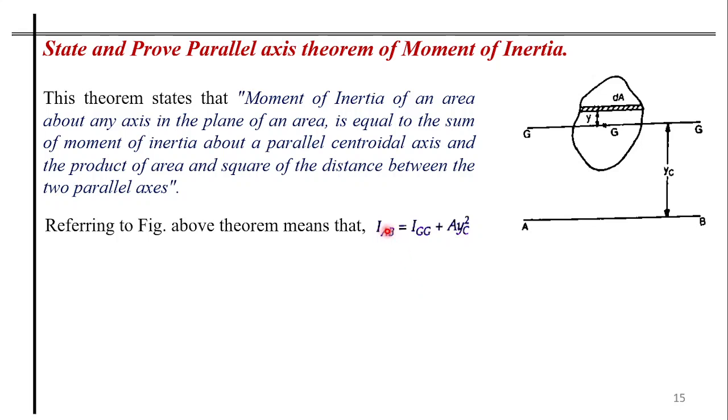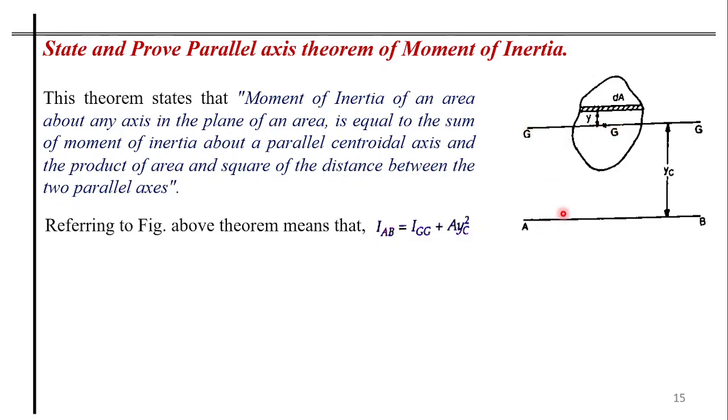This is how it is. IAB is taken as IGG plus A multiplied with yc square. So what you are doing, basically, you are converting it from this location to this location. Okay, how, sir? How can I know? So this is how we will be performing.